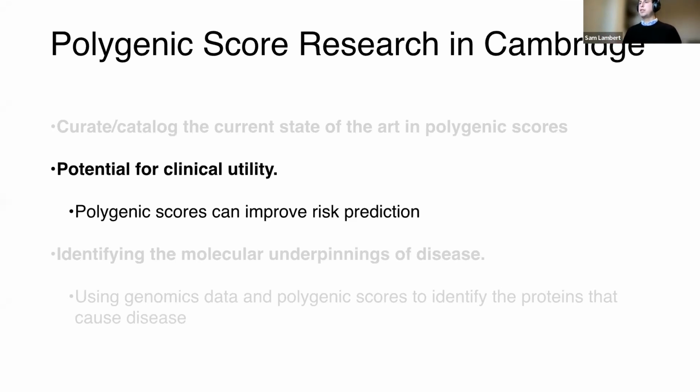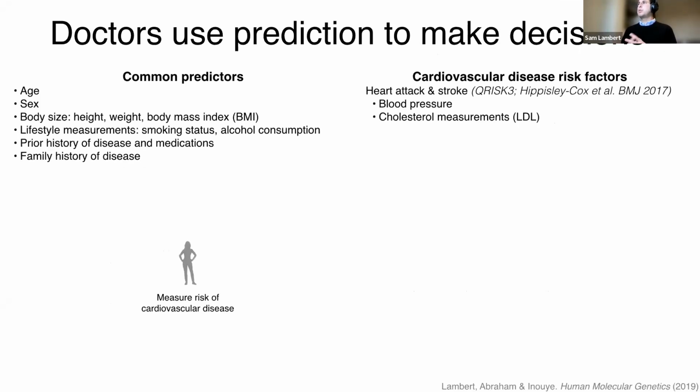Sam also talked about risk prediction, about how doctors use information to make treatment decisions. And yes, doctors use risk prediction to make decisions already. Around age 40, you might be invited to your GP for a health check. They'll use common predictors of disease risk, like your age, sex, body size, lifestyle measurements about smoking and alcohol, your prior history of disease or medications you take, or your family history, to make assessments about what diseases you might be most likely to develop and how we might mitigate that.